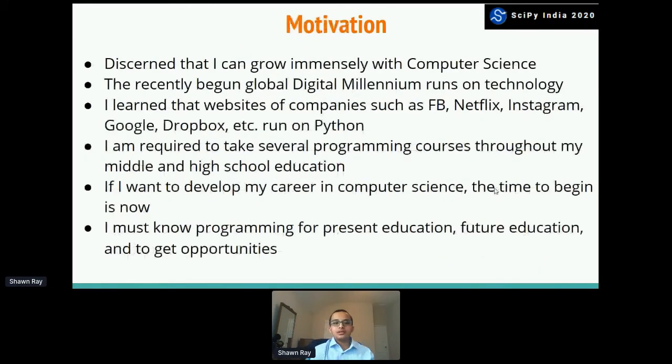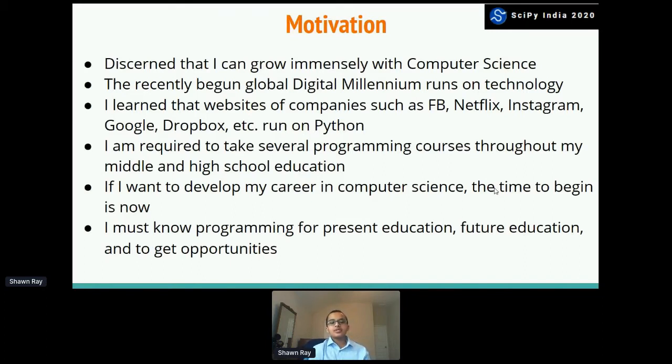When I was deciding what programming language to learn, I realized that I could grow a lot with computer science. I realized the true potential that computer science had. Also, the recently begun digital millennium, also called the recently begun global digital era, runs on technology. Our present-day world runs on computers.